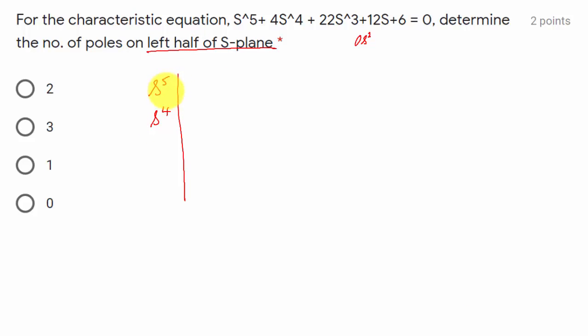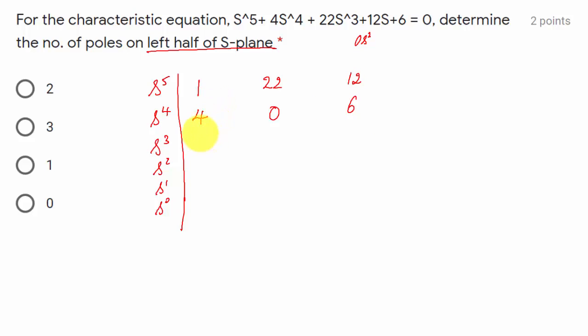The highest order is s power 5 followed by 4, 3, 2, 1, 0. Let me fill the coefficients. What is the coefficient of s power 5? It is 1. What is the coefficient of s power 4? It is 4. What is the coefficient of s cube? It is 22. Coefficient of s square? It is 0. Coefficient of s power 1 is 12, and then s power 0 is 6.